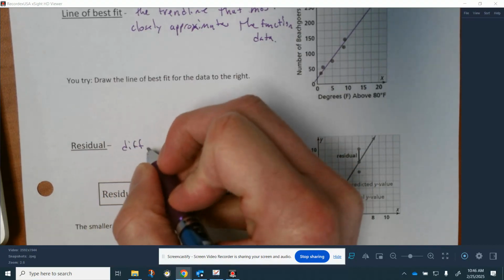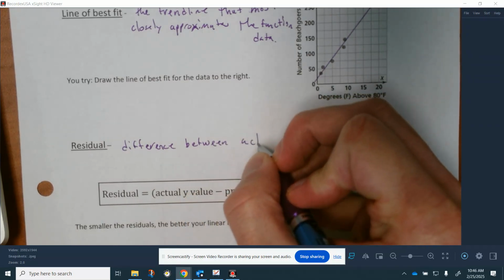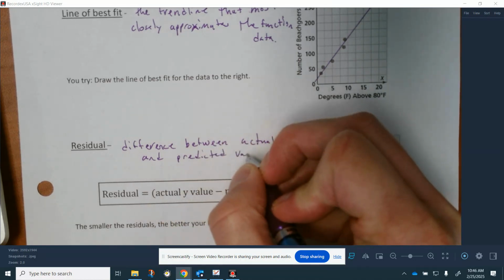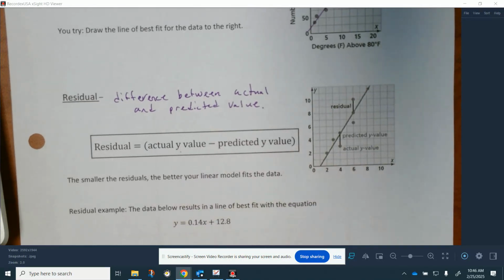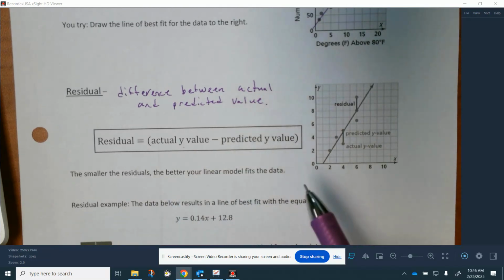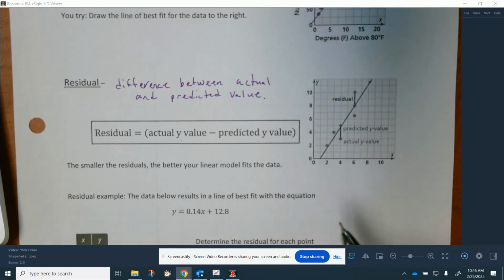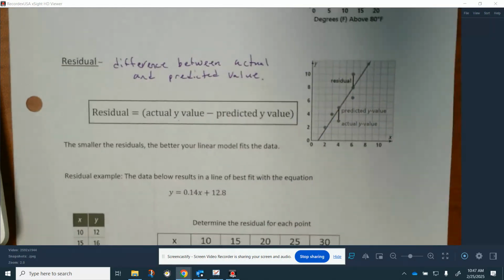So the residual is the difference between actual and predicted value. Okay? So then we just subtract the actual value minus the predicted value. The smaller our residuals, the better your model is for the line of best fit. So we want as small as possible residuals. If we have a residual of 0, then that means half of our values were exactly above and half of them were below. Okay, so let's do an example.